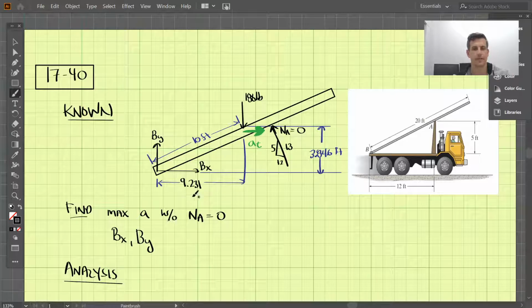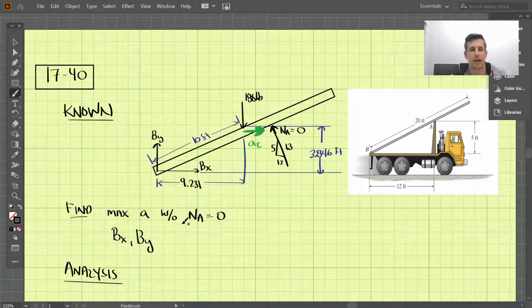So with that being said, the maximum acceleration without NA going to 0, we're going to set this equal to 0, and that will be right at the tipping point of the normal force going to 0. Okay, so we're setting this equal to 0 and solving the problem that way. I've added a few dimensions here to help us out. The 180 is acting right in the middle of this pipe, and this dimension here is 9.231, and the height from B up is 3.846.